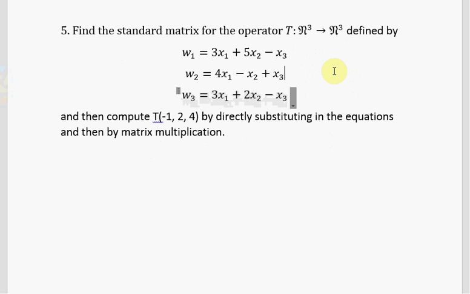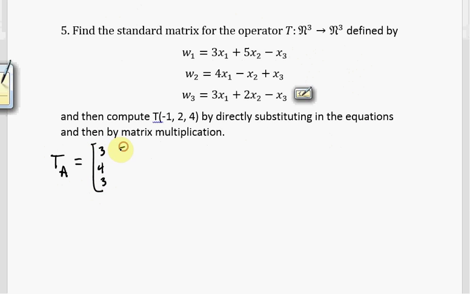So it says find the standard matrix that represents T, and then compute T of (-1, 2, 4) by directly substituting into the equations, and then by matrix multiplication. So understand here that T of A, the transformation, which is the matrix itself, is 3, 4, 3, 5, -1, 2, -1, 1, and -1. Do you see that?